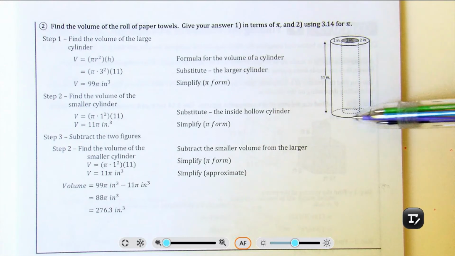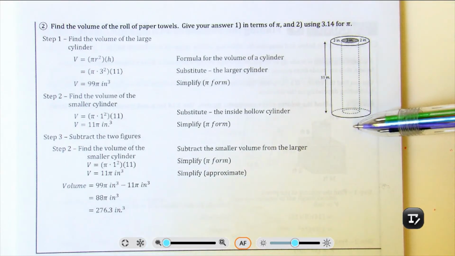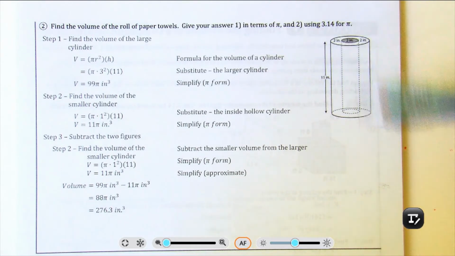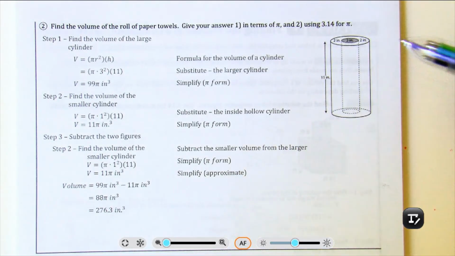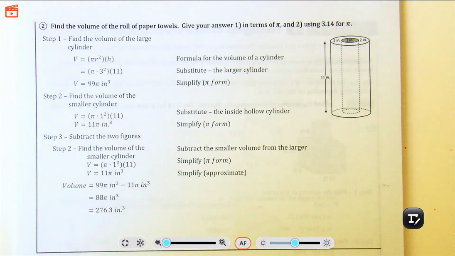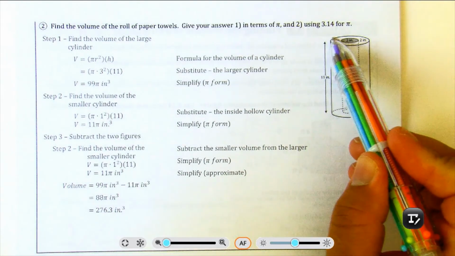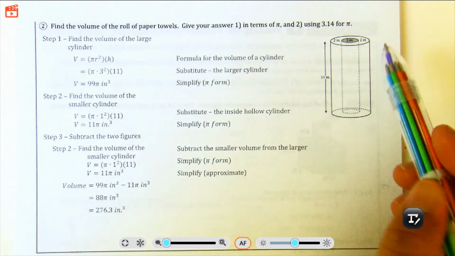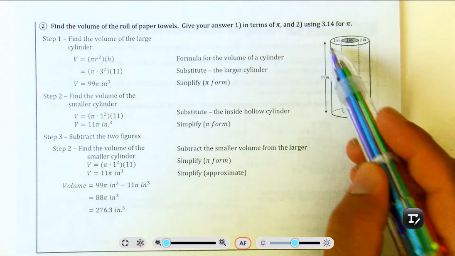Now they want us to give our answer in terms of pi and also use 3.14, but this is not going to be used until the last step. So let's start with the large cylinder. The height of the large cylinder is 11. Now what is the radius?